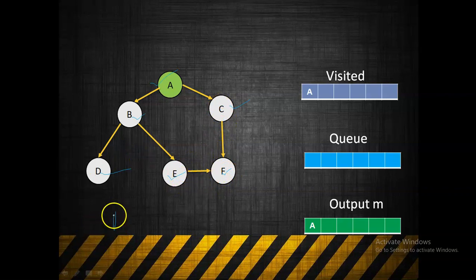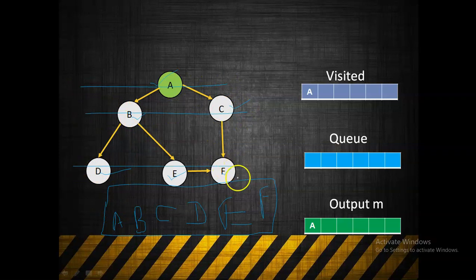So the final output is A printed first, after that B, after that C, after that D, after that E, and at last F. This is the traversal of the breadth first search algorithm. It goes breadthwise, starting from the first. Initially it prints A as the root node, so A enters visited as well as the queue.